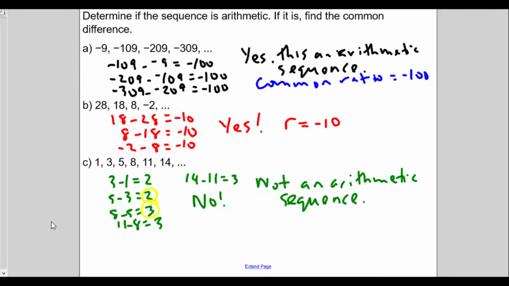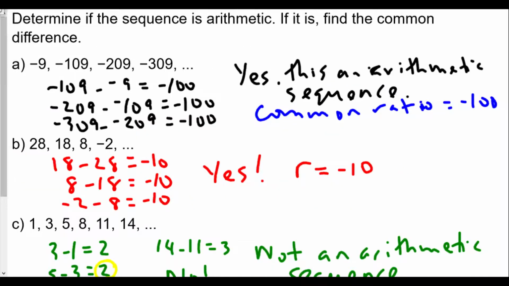And this is the idea of how to determine whether a sequence is arithmetic or not. Some of them will be a little more straightforward than others, but this is how we do this here. Let's take a look at our next situation.